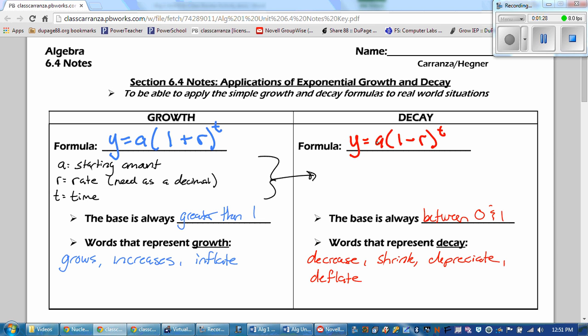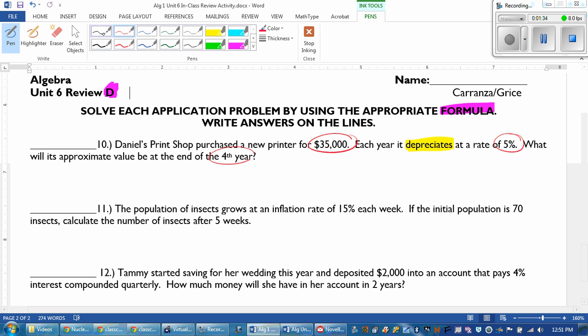So we're going to use this y equals a parentheses 1 minus r times t formula. So I'm going to write that down right here. Y equals a (1 minus r) to the t power. So a is the amount, and we're talking about $35,000. R is our rate. It's 5%, but I want that as a decimal. So that's 0.05. And then T is our time, and they're saying by the 4th year. Okay?